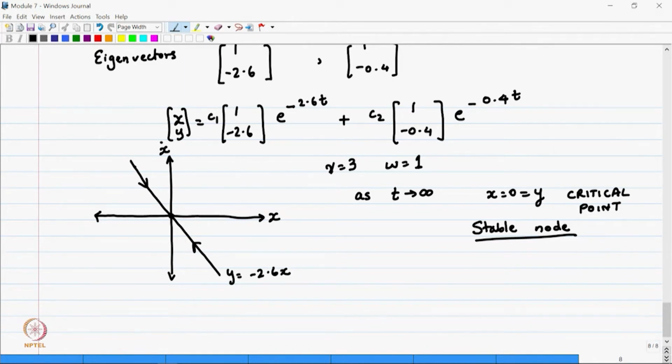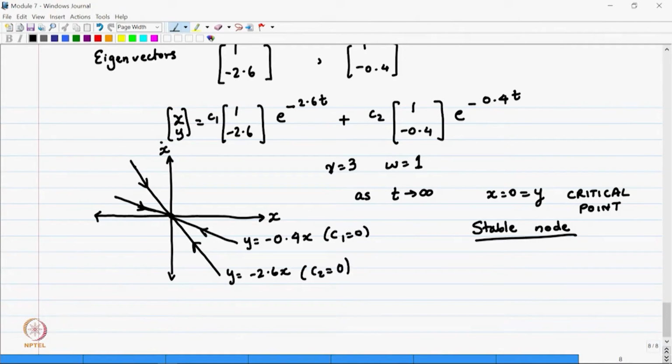What happens when C1 equal to 0? Then you have another graph, which looks like e to the minus 0.4 t, so that will be a slightly smaller slope. So, it will look like this. So, this is y equal to minus 0.4 x. If both C1 and C2 are non-zero, this is the case where C1 equal to 0, this is the case where C2 equal to 0.